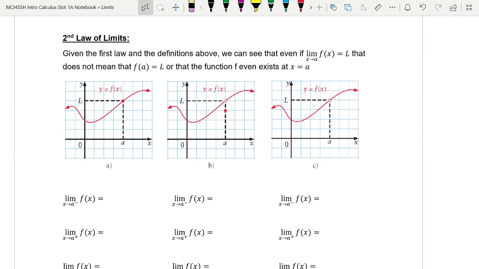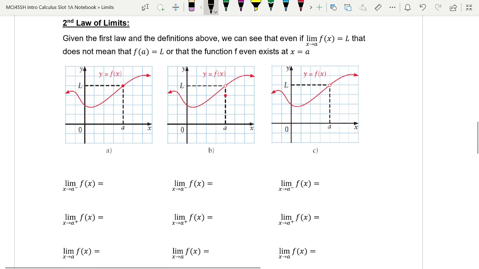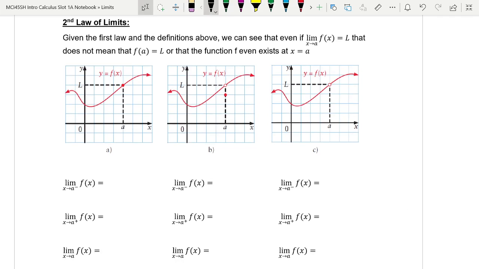Second law of limits: given the first law and the definitions above, we can see that even if the limit as x approaches a equals L, that does not mean that f of a equals L, or that the function even exists at a. So for example, let's say f of a is equal to some y value L, right? When I plug in a to the function, I get L. Well, in this diagram here, as I approach a from the left, it's heading towards L. As I approach it from the right, it's heading towards L. So I would say that the limit as x approaches a is whatever this L value is.